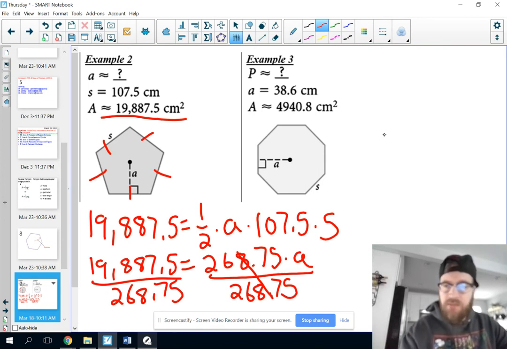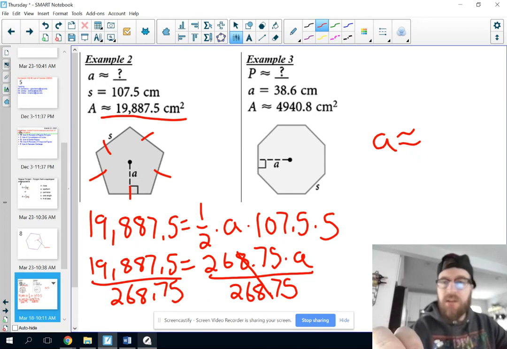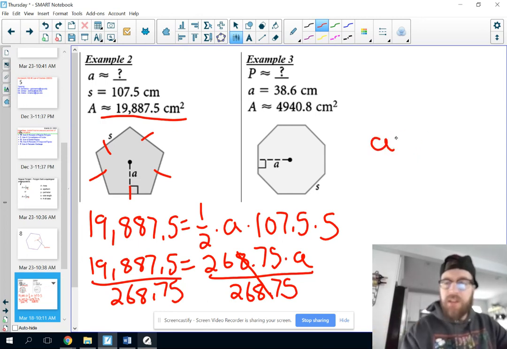When we do that division, our apothem comes out to, we don't need about there, it's exact. Apothem equals 74 centimeters.